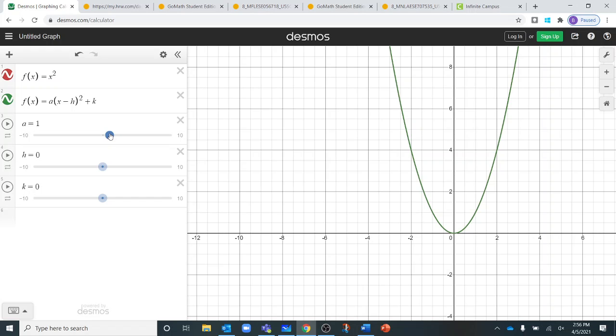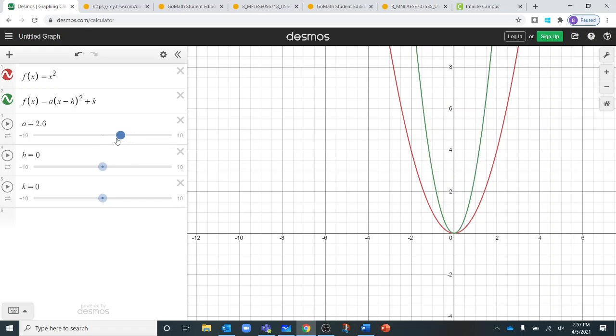Notice what happens as a increases. As I drag a up, it gets closer and closer to the y-axis. If you remember, we had horizontal compression and expansion. Compression means we're moving down towards the x. Oops, too far. And horizontal expansion means we move away from the x faster. So the higher my a value gets, the closer I'm going to be hugging the y-axis.